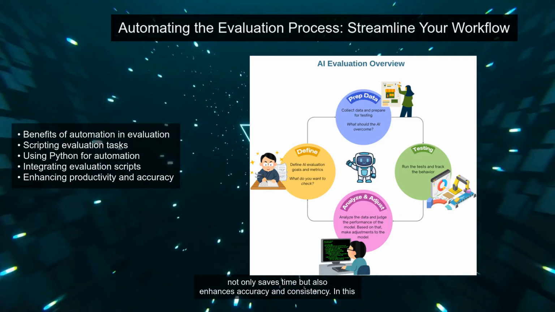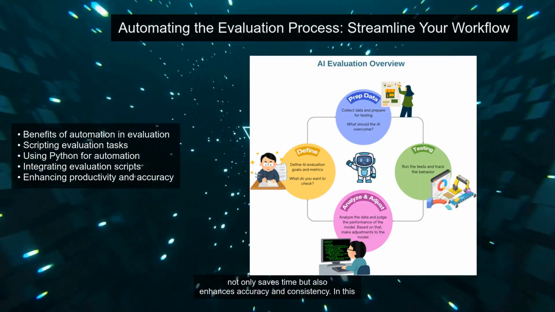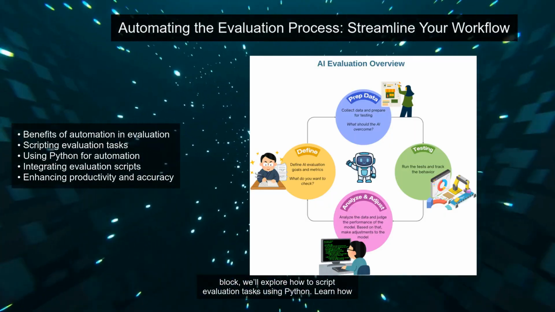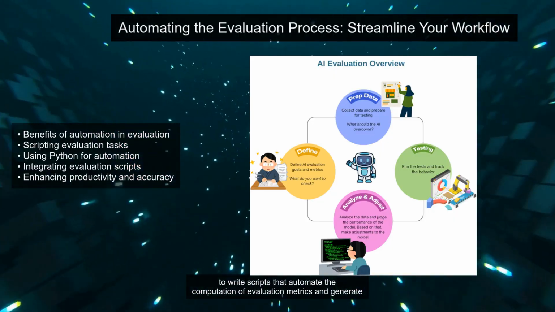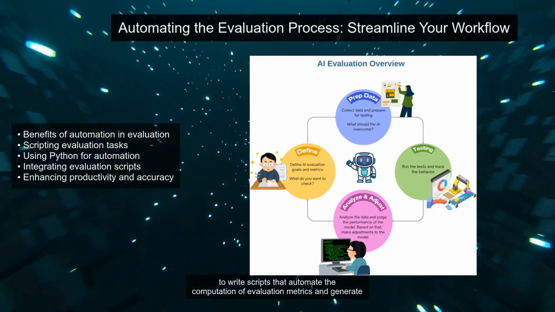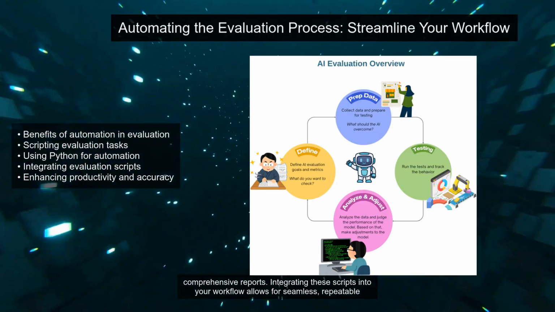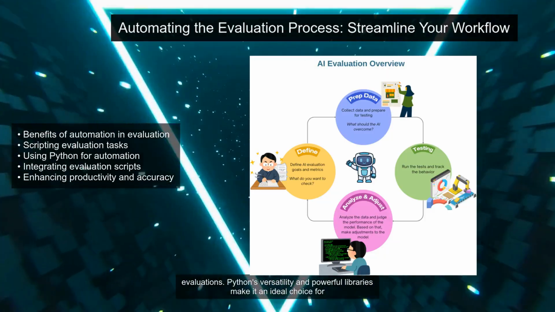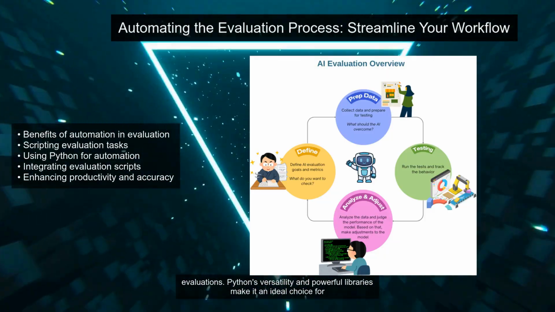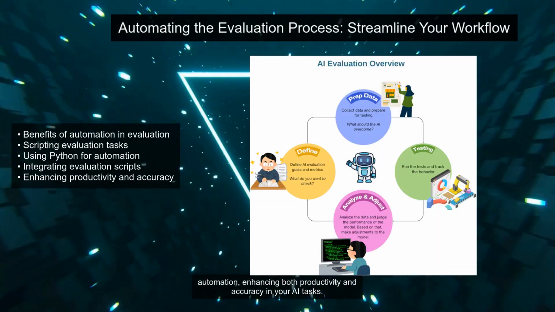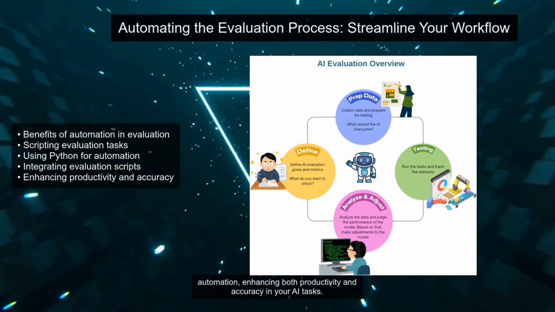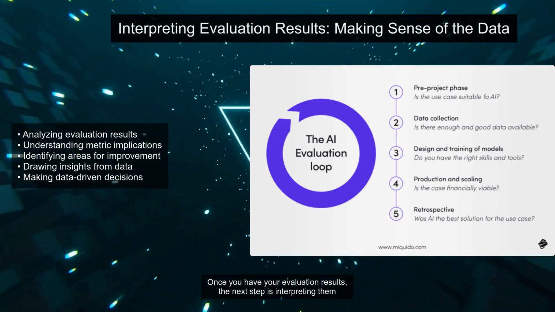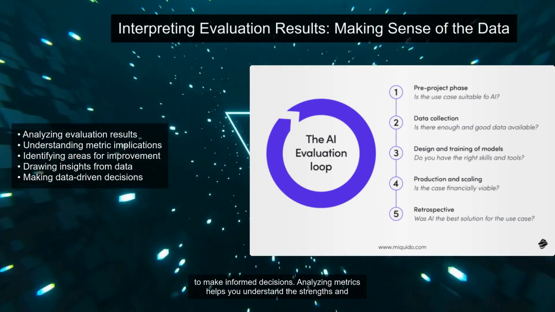Manual evaluation can be time-consuming and prone to errors. Automating the process not only saves time but also enhances accuracy and consistency. In this block, we'll explore how to script evaluation tasks using Python. Learn how to write scripts that automate the computation of evaluation metrics and generate comprehensive reports. Integrating these scripts into your workflow allows for seamless, repeatable evaluations. Python's versatility and powerful libraries make it an ideal choice for automation, enhancing both productivity and accuracy in your AI tasks.